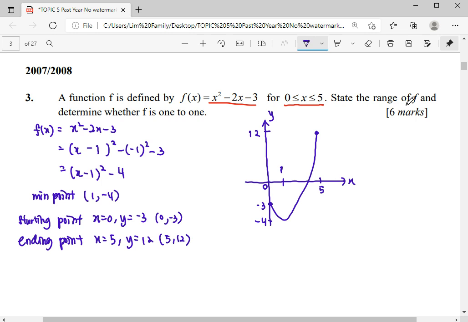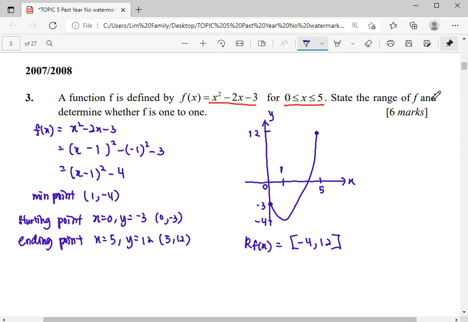What is our range? The range of this function, which is the y values involved here, starts from negative 4 up to 12 only. It stops at 12 only. So the range is negative 4 to 12.